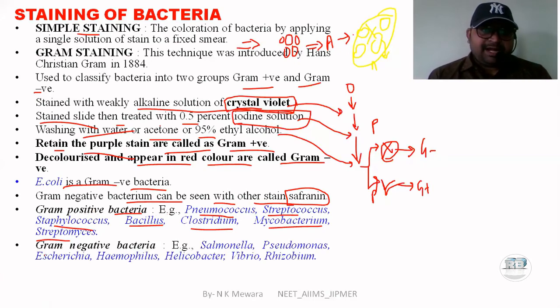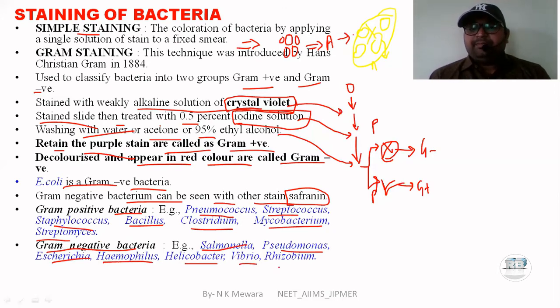Now Gram negative bacteria: salmonella, pseudomonas, Escherichia coli, Haemophilus, Helicobacter, Vibrio, and Rhizobium are examples of Gram negative bacteria. Hope this slide is clear.